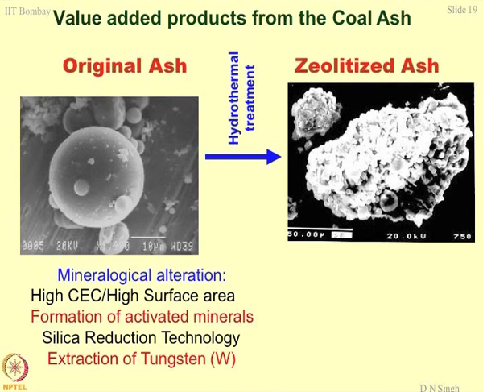Another interesting application is extraction of tungsten, or minerals which are of high value. Where is tungsten used? Lamp filament, that's right. These are the filaments, and right now India is importing tungsten. If we develop a technology by which we can extract tungsten out of fly ash, we'll be self-dependent. It requires a lot of research.